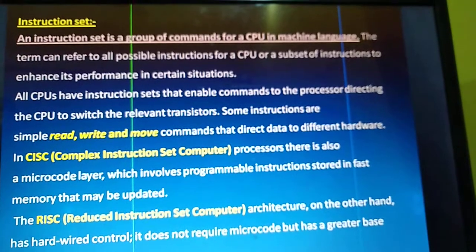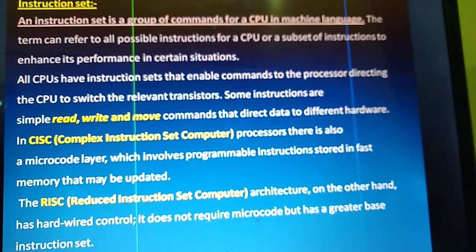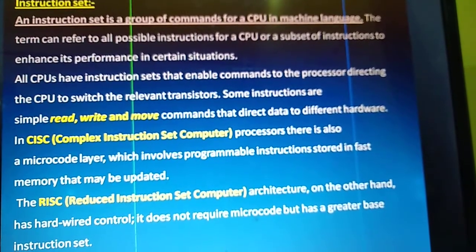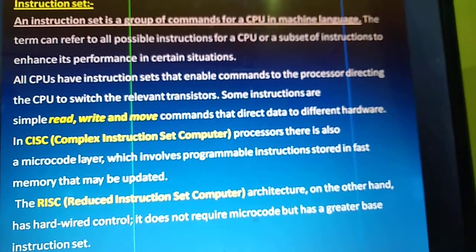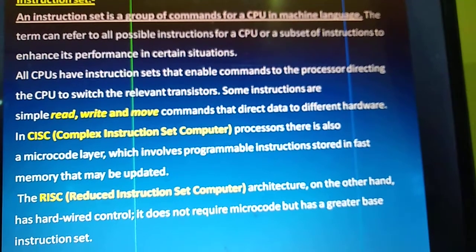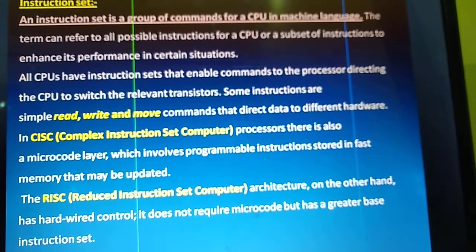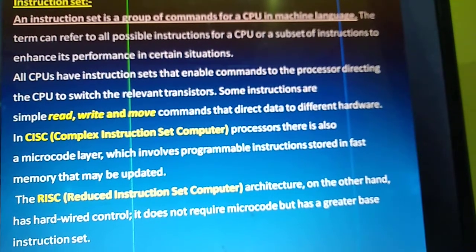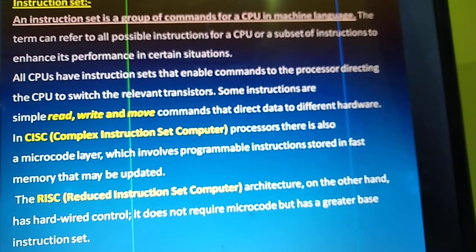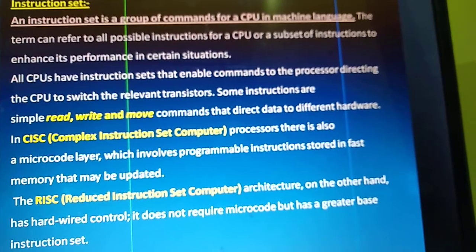to switch the relevant transistors. We have different transistors in the CPU, and with the help of these instructions we can direct the commands to the different transistors. Some instructions are very simple. What are they? Like read, write, move. These are commands that direct the data to different hardware, and these are all very simple instructions.